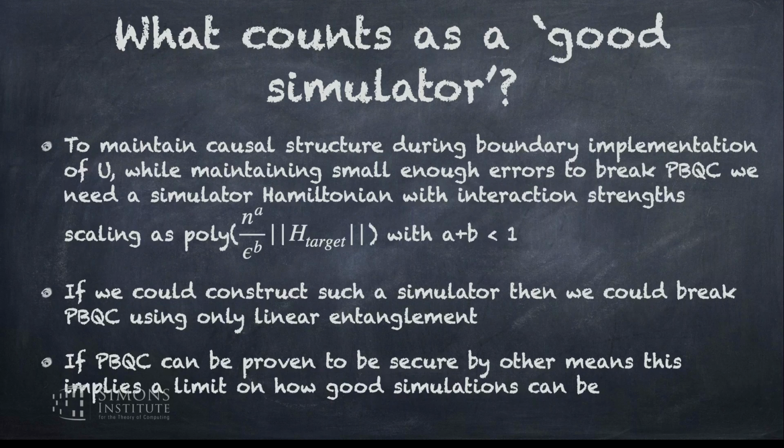And if we could construct such a simulator, then we'd be able to break position-based cryptography using only linear entanglement. And that means that if position-based quantum cryptography could be proven to be secure by any other means, then this would imply a limitation on how good quantum simulations can actually be.